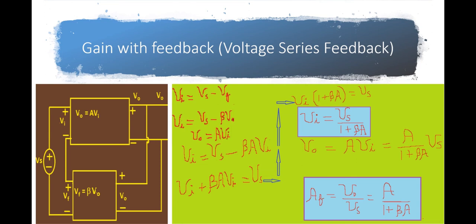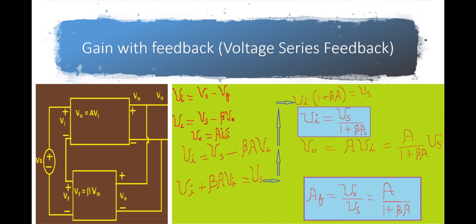And then the next step is simple. V naught is simply A times Vi. So V naught is then A divided by 1 plus beta A into Vs. Now the gain with feedback, which we define as the ratio of V naught, the output, to the source voltage, the input voltage Vs. So the gain with feedback will be defined as the ratio of V naught over Vs, because Vs is our actual input, Vs is our X.